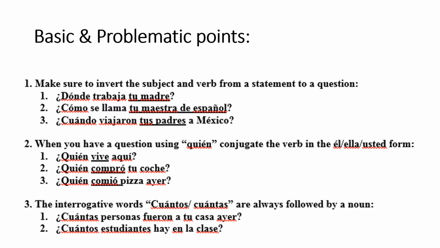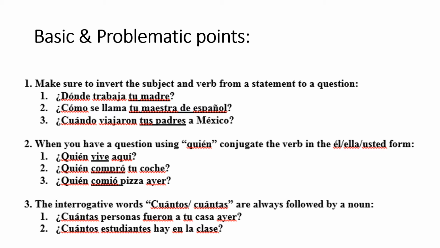Number two, basic stuff. When you have a question using quién, always conjugate the verb in the él, ella, usted form, okay? You do that in English too. You ask, for example, who lives here? Lives is a form that is used for he and she. ¿Quién vive aquí? ¿Quién compró tu coche?